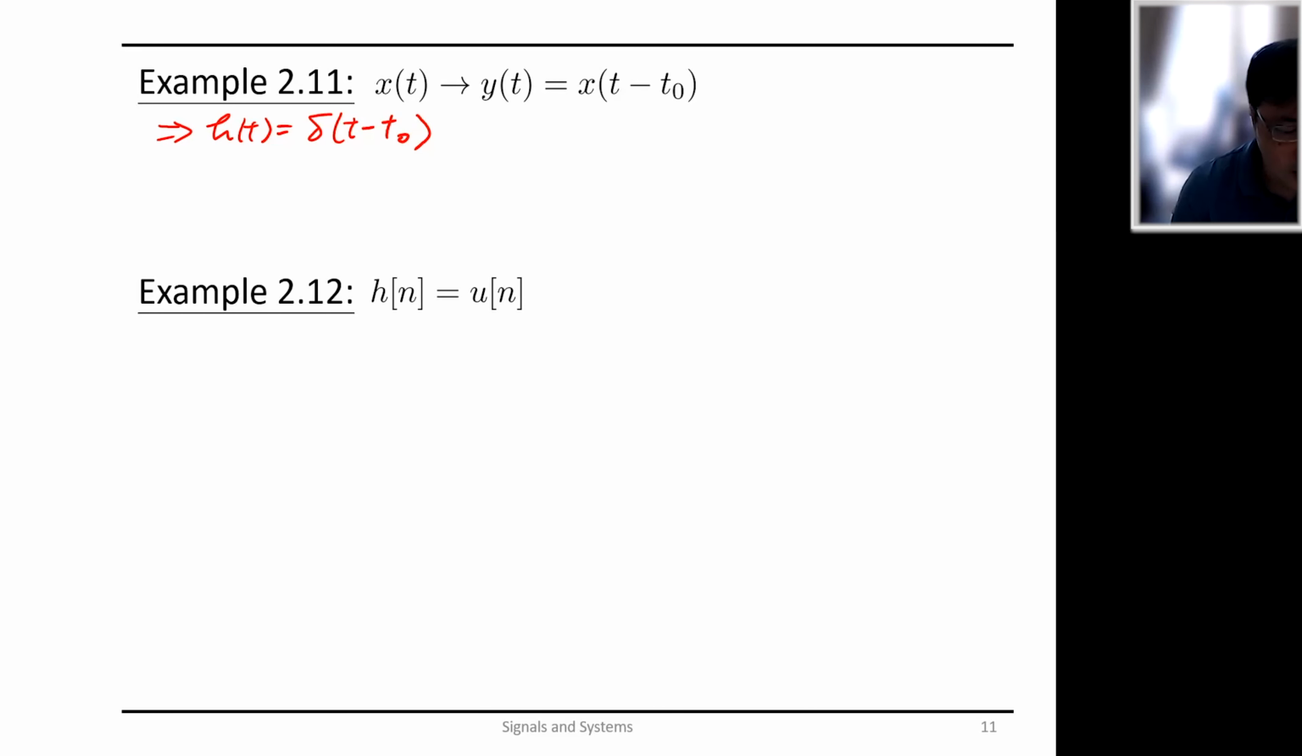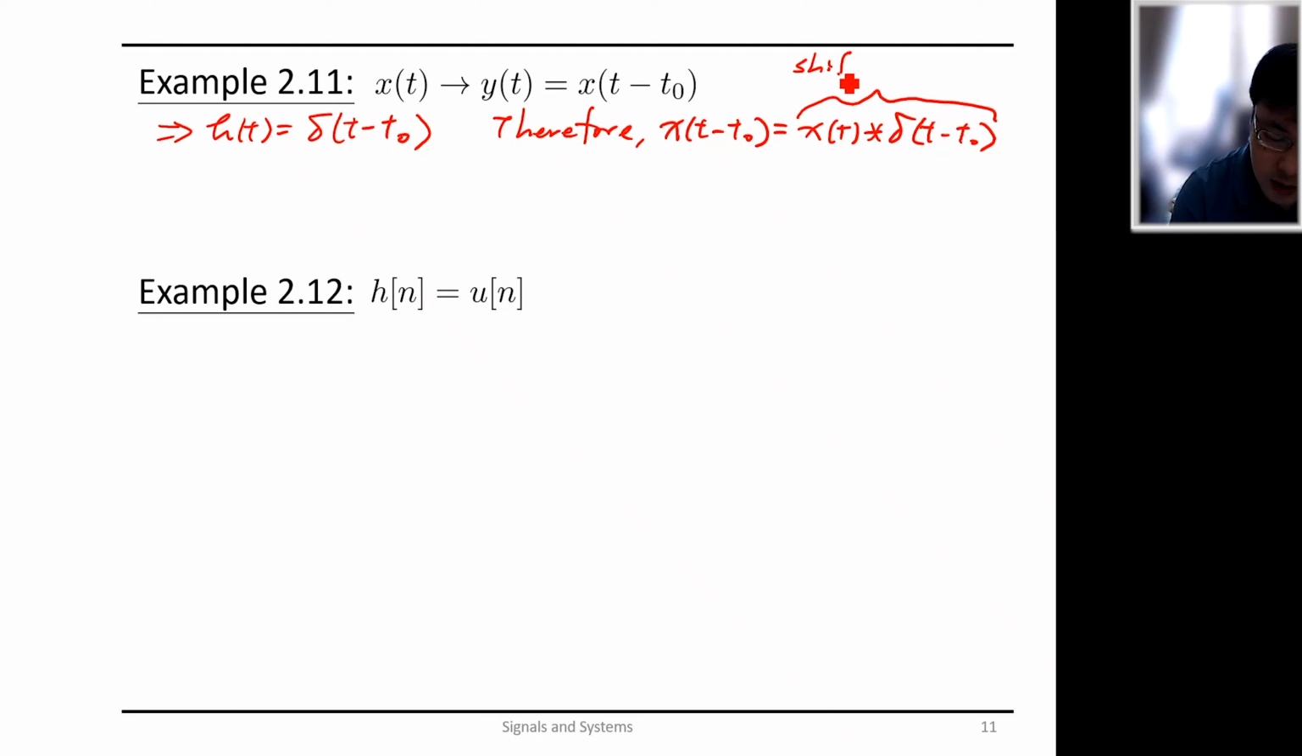With this, your output x of t minus t naught will be equal to x of t convolved with delta of t minus t naught. Convolving your input signal with this delta of t minus t naught shifts the signal by time t naught. So your original system shifts the input signal by time t naught.